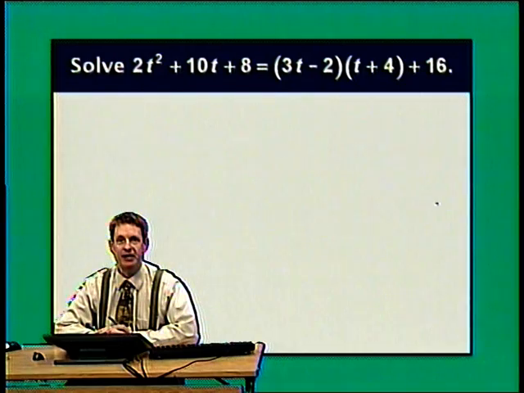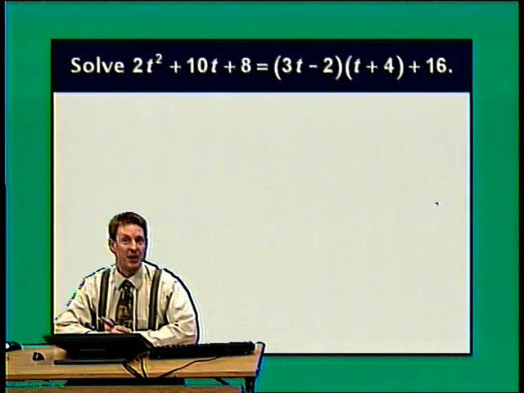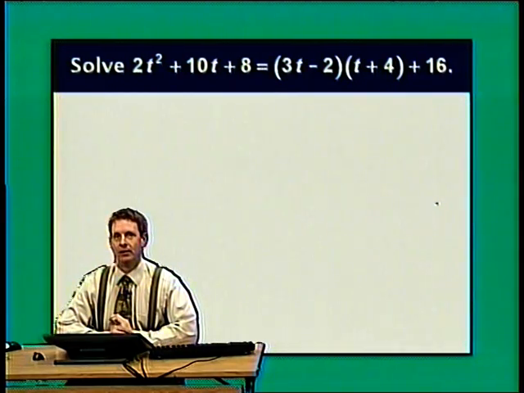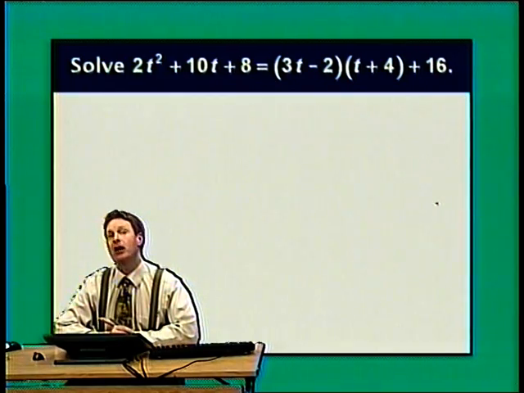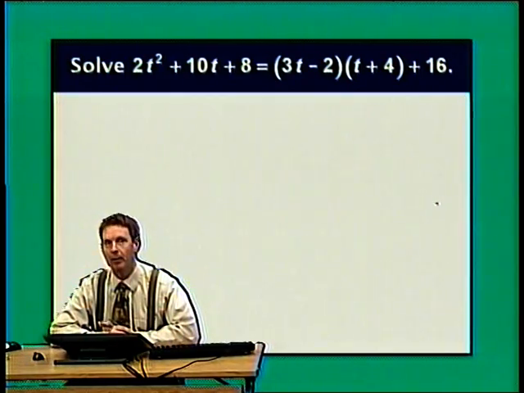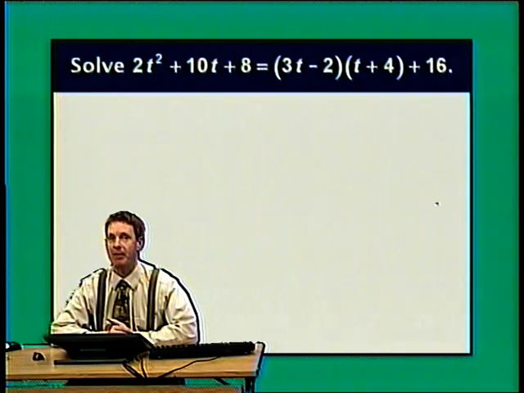Holy moly! 2t squared plus 10t plus 8 equals 3t minus 2 times t plus 4 plus 16. That took my breath away when that one came up on the screen. Sometimes people really start freaking out when they see so many variables. If that happens, pause. Take a breath and compartmentalize the problem. Remember, we have a strategy. So all we need to worry about right now is the first step in our strategy.